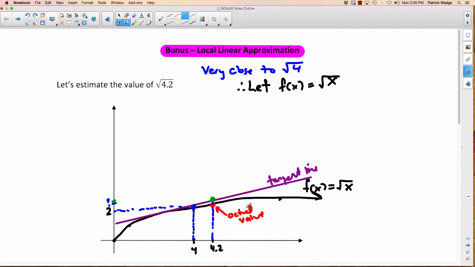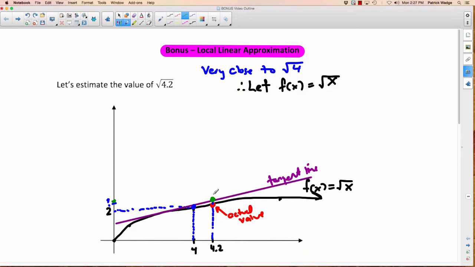You wouldn't want it to estimate the value of 10.1, which is way out here somewhere, because at 10.1, the actual amount here, I'm going to put 10.1 here, the actual value you'd want is here. The one that's estimated using the tangent line is way up there, and you can see there's quite a big gap there. So you wouldn't want to estimate too far away from 4, but 4.2 is not that far away, so that should work well.